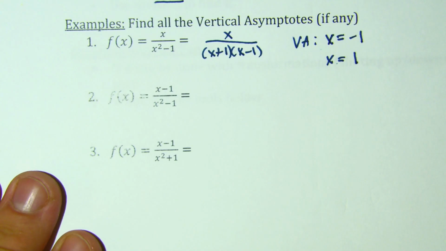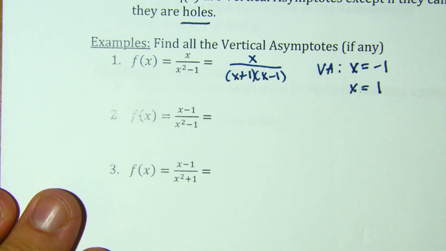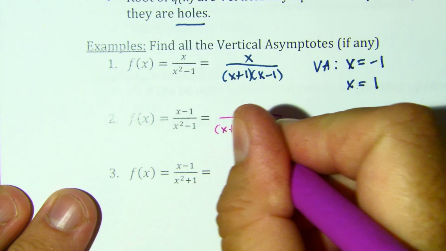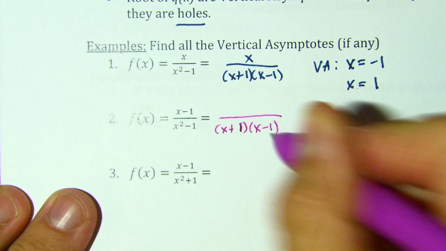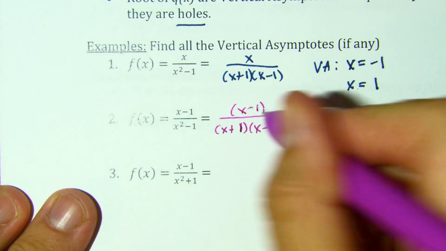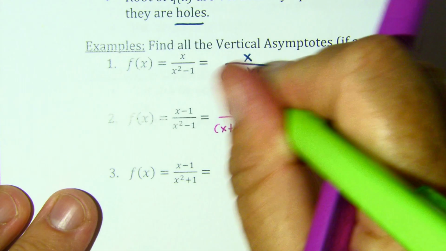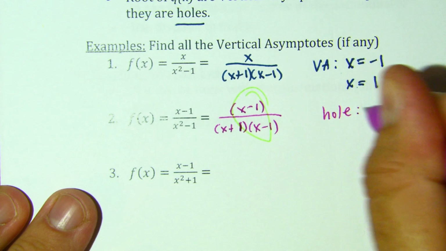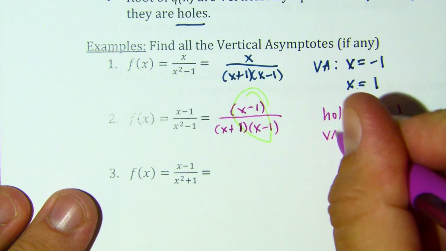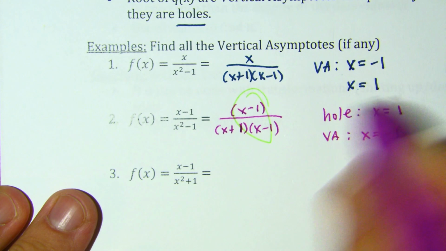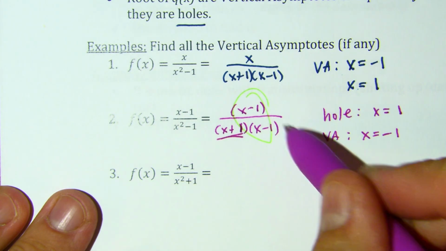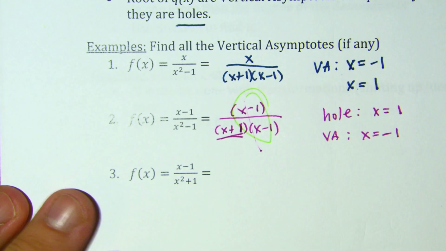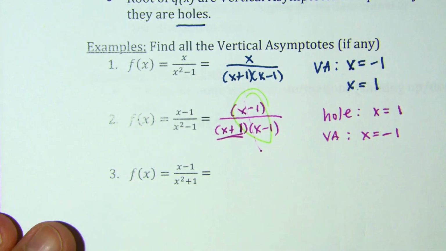All right, so with this next example here, we have x minus 1 over x squared minus 1. So again, factoring that denominator, x plus 1 and x minus 1. And then on top we have x minus 1. We see that these cancel out here. So that means we have a hole at x equals 1. And then we have a vertical asymptote at x equals negative 1. So this is still a vertical asymptote, but at x equals 1, since those would cancel out, we would have a hole.